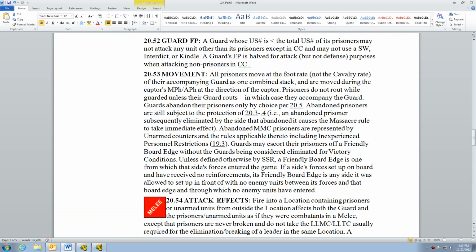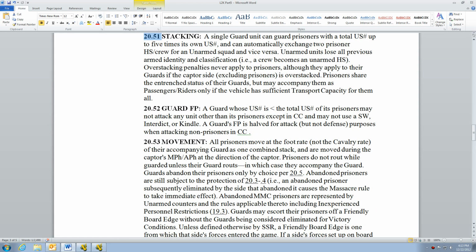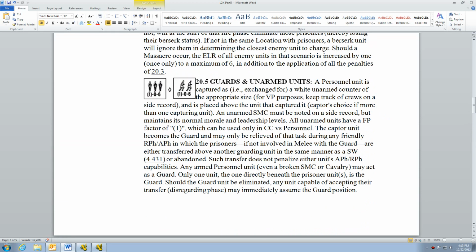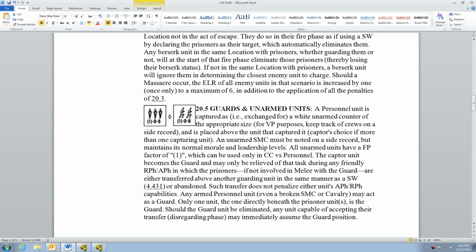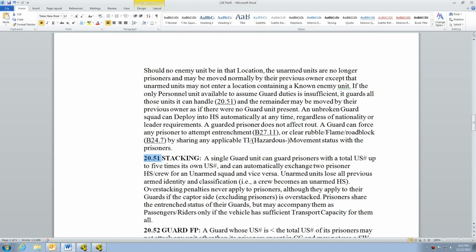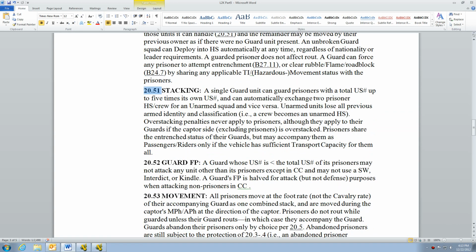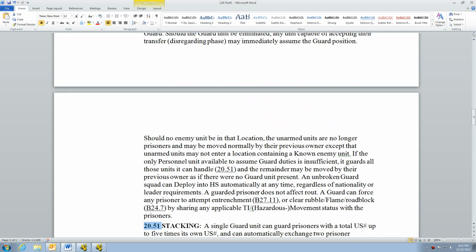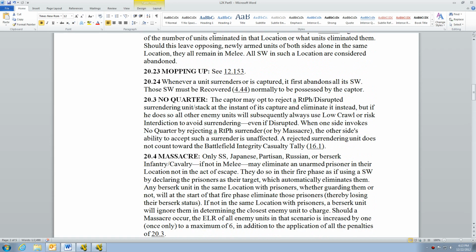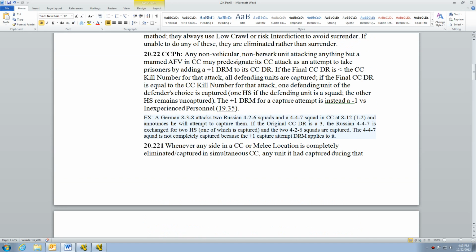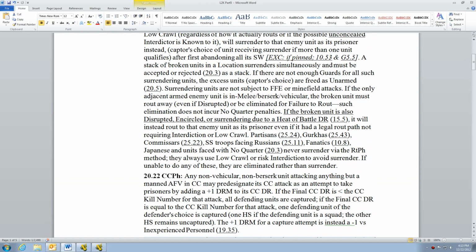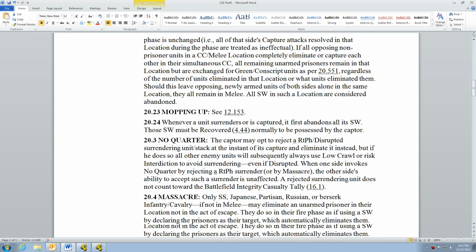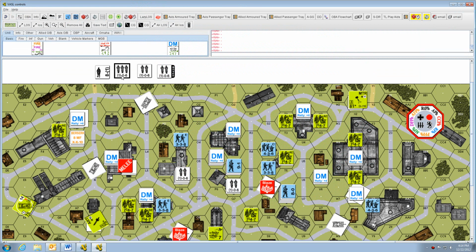Let me see if I can find it real quick. Firepower, where is it here? That's a guard firepower, I'm sorry. Where the heck is it? Well, I can't find it, of course. Basically, maybe I'll find it later.